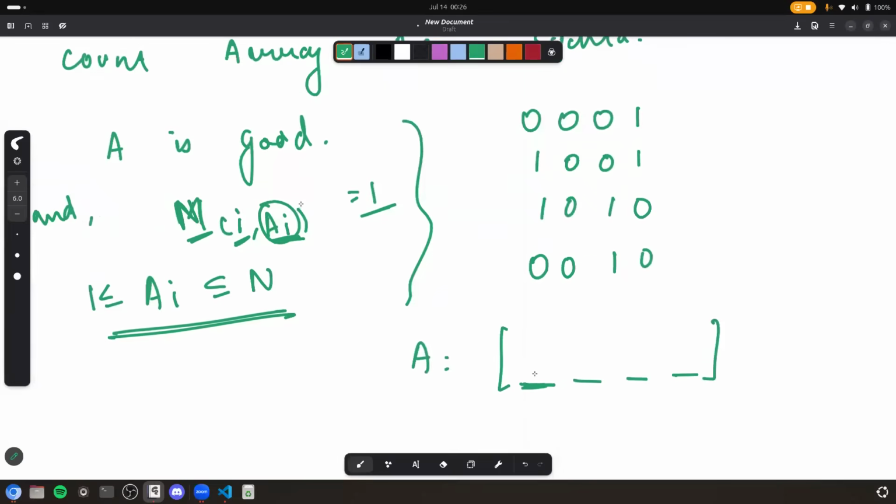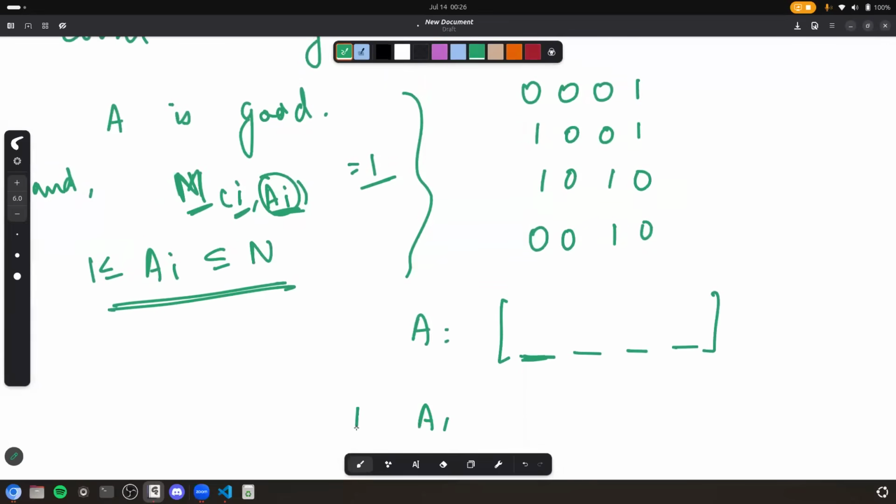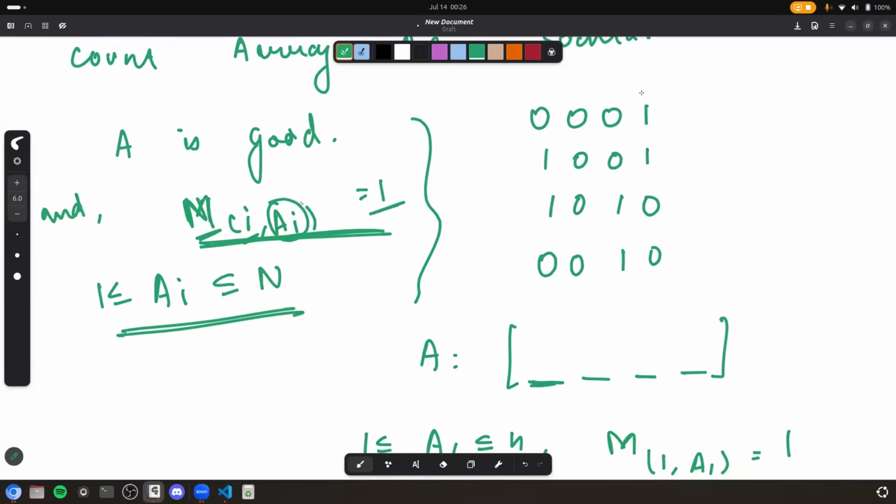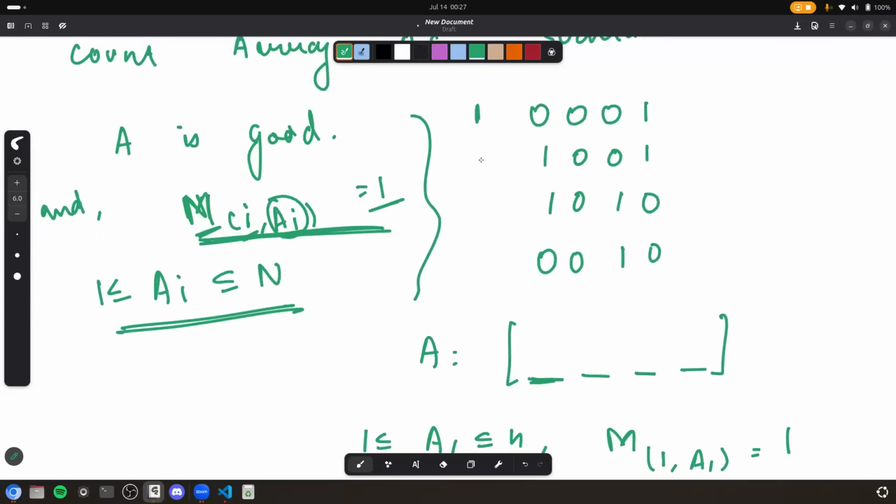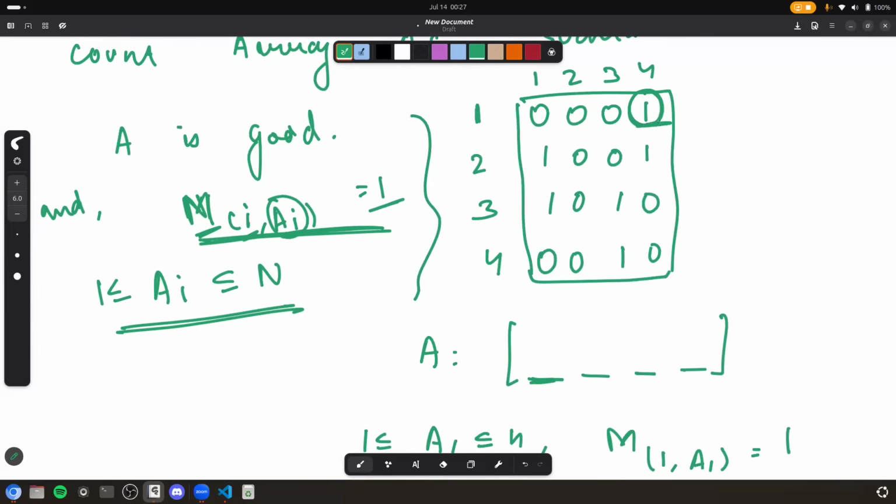So we need to follow these properties. For the first element, we know that A1 must be from 1 to 4. Now what else? This as well. So we know that M of 1 comma A1 should be 1. And since this is the first row, second row, third row, fourth row, A1 can only be 4. Every other element is 0 in this row. So A1 has to be 4.